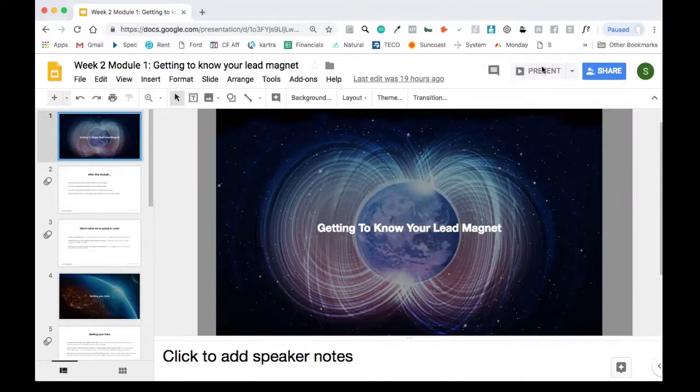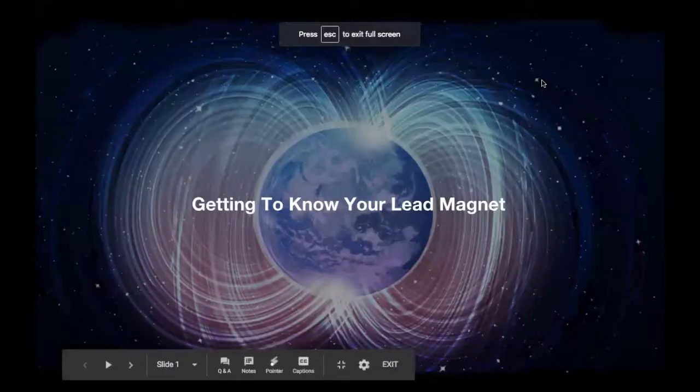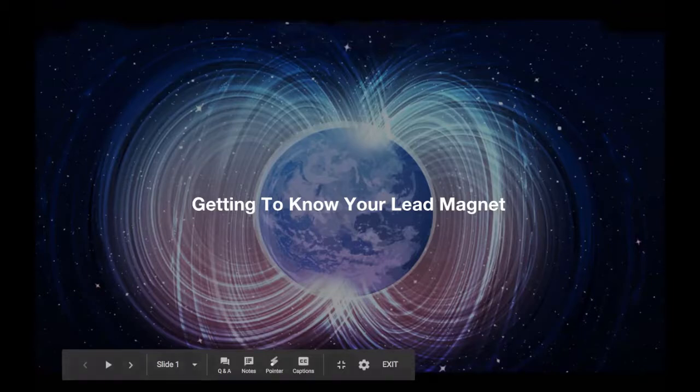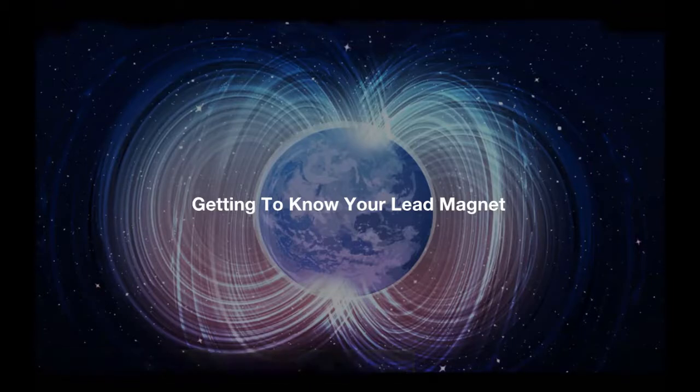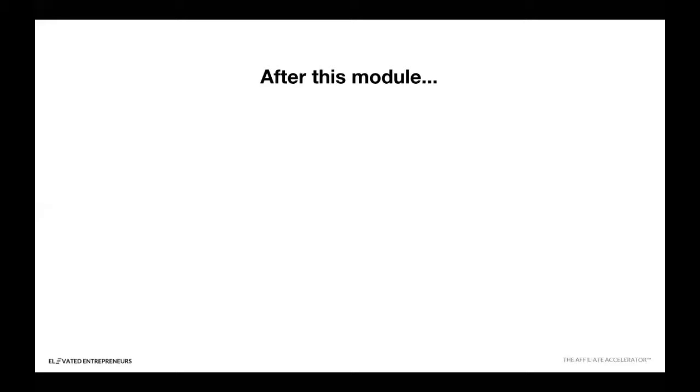All right, good stuff. So what we're going to be talking about is getting to know your lead magnet. Now, why is this absolutely important? Because essentially, if you don't know your lead magnet, then you're not really going to be able to refer it to people. And basically, after this, what you're going to have an understanding of is first where to get your affiliate links for your lead magnet, which is a pretty simple explanation.